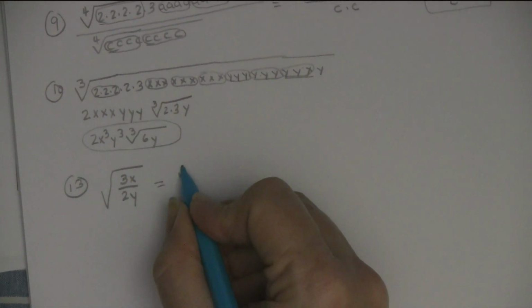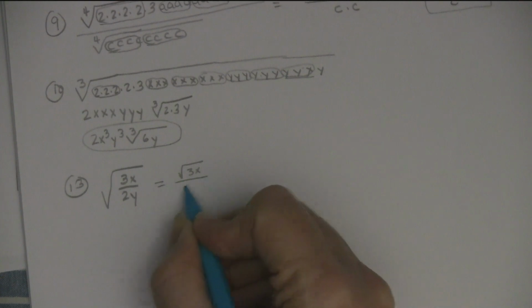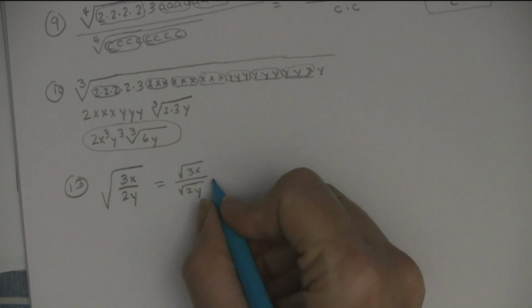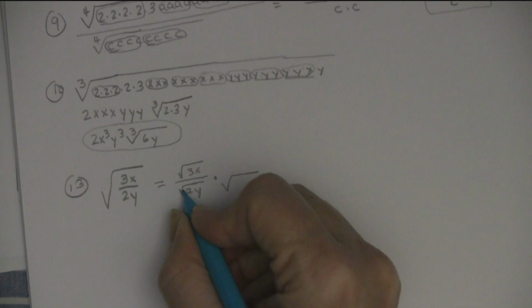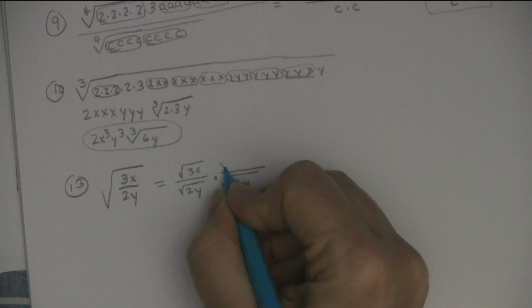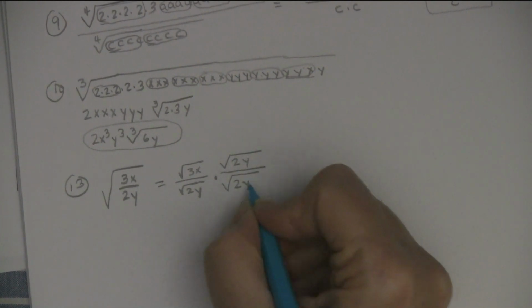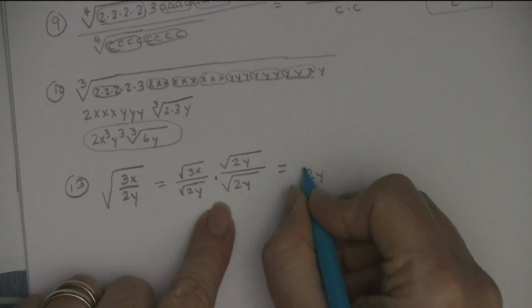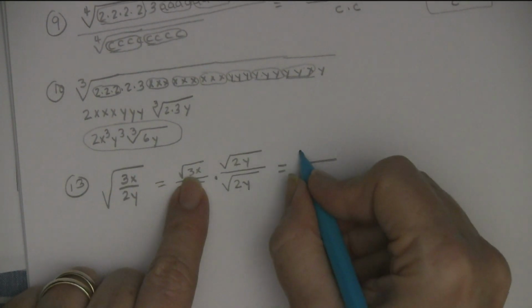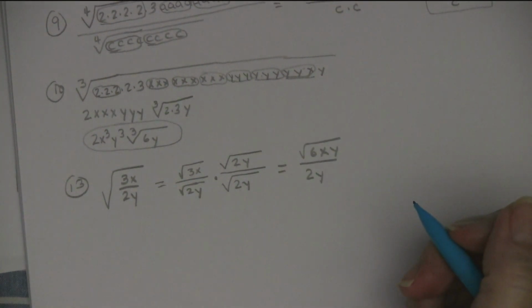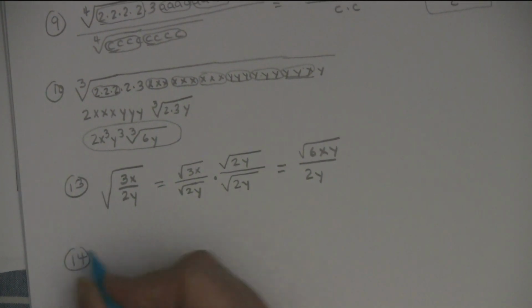So this is the square root of 3x over the square root of 2y, because I'm not allowed to have a fraction underneath a radical. Now I have a radical in the denominator, and I'm not allowed to have that. So it's a square root, so I just need 2 of each. So I'm going to multiply by the square root of 2y, and also in the top, the square root of 2y. I'm just matching. So here, when I put these together, I get a 2 out and a y out. And up here, I get the square root of 6xy. So that's number 13.